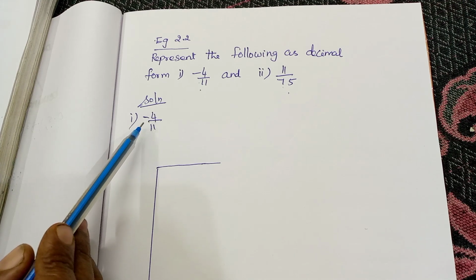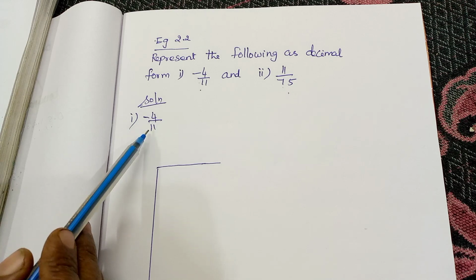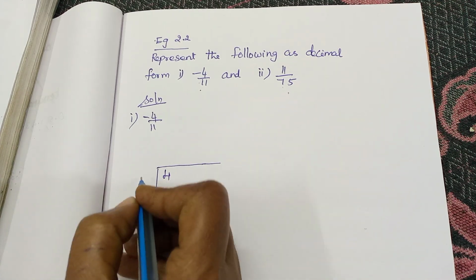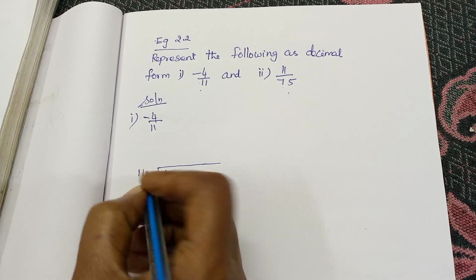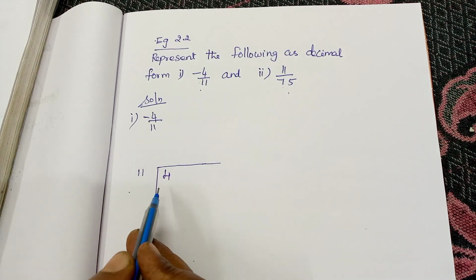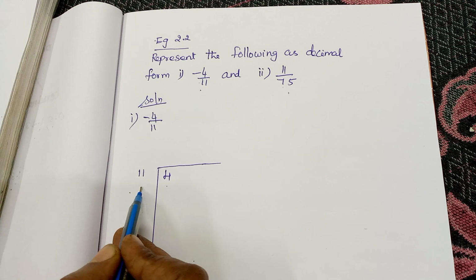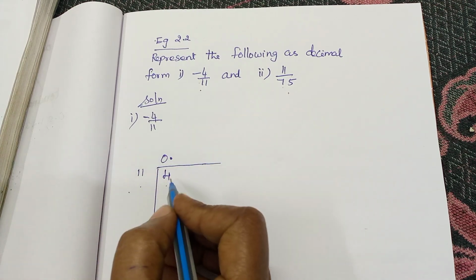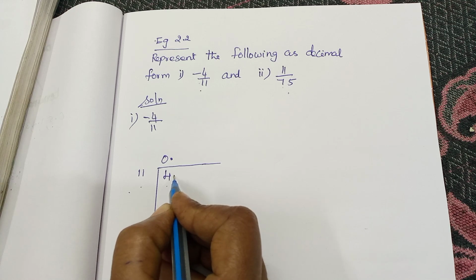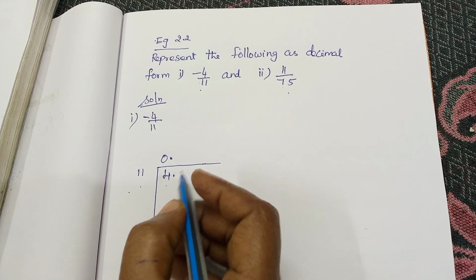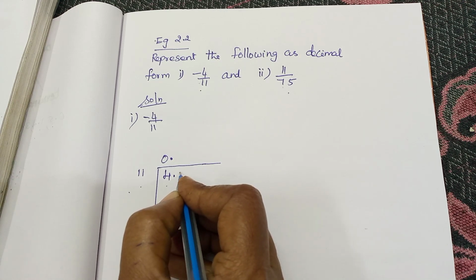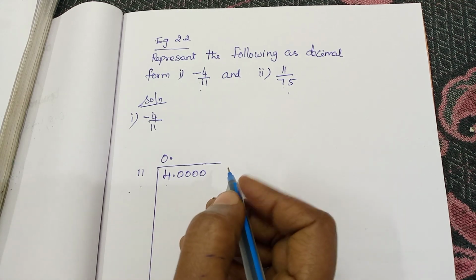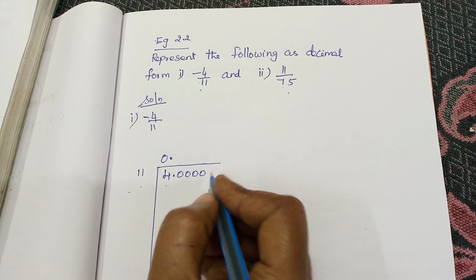Now we are going to divide 4 by 11. The divisor is 11. 11 is the greater number, so 4 cannot be divided by 11. For that we have to use the decimal, 0 point. So here also we have to use the decimal. After the decimal, let us take some zeros, 1, 2, 3, 4 zeros.